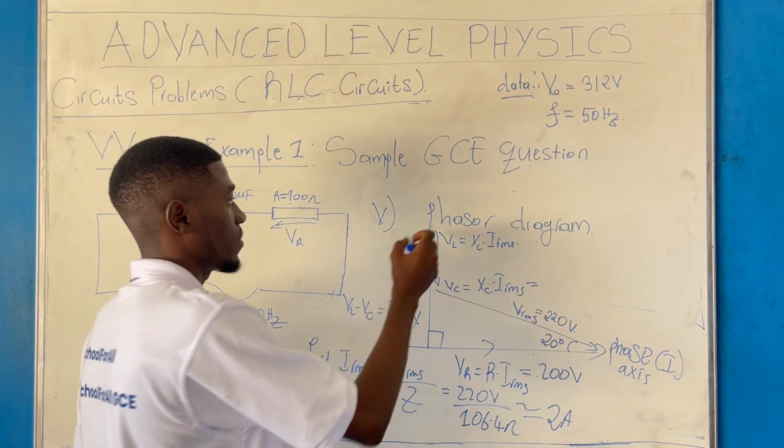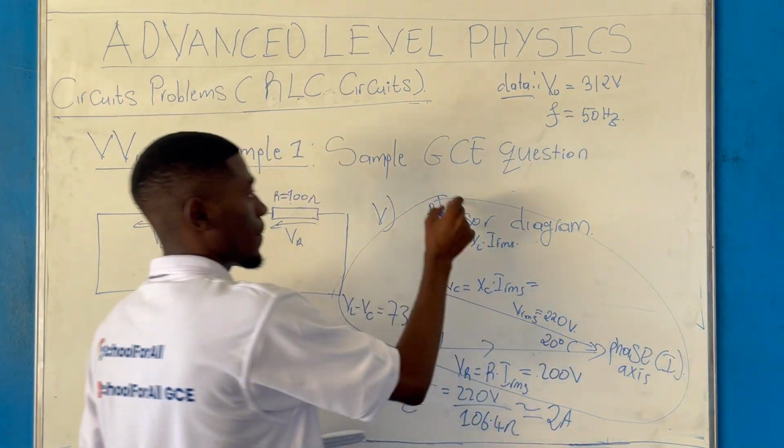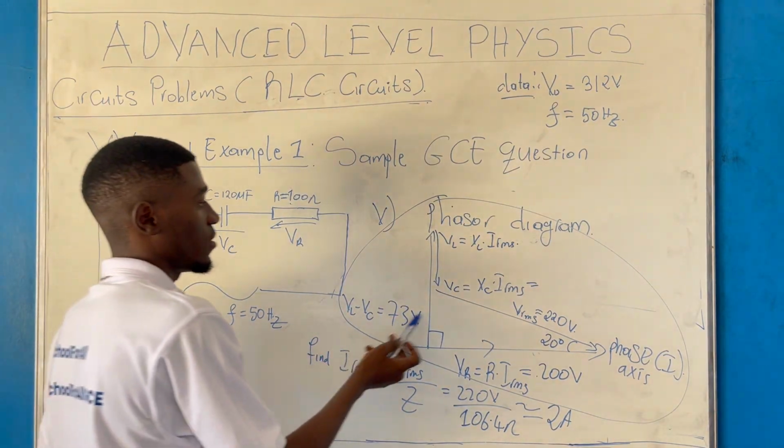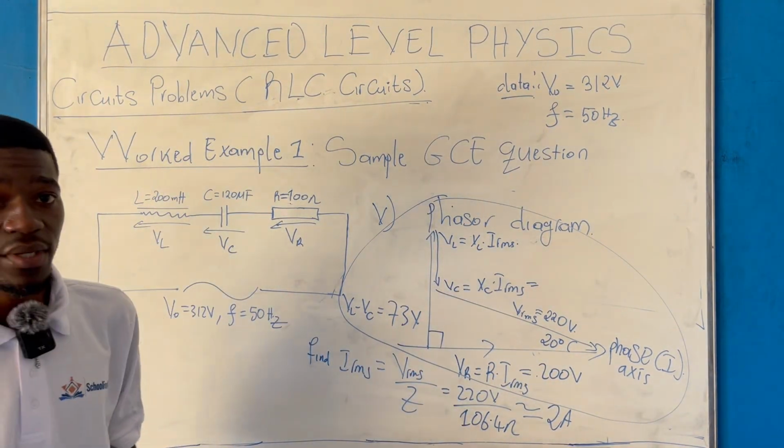So this is our phasor diagram here. This is it. And then you put the values of the different voltages to complete the diagram.